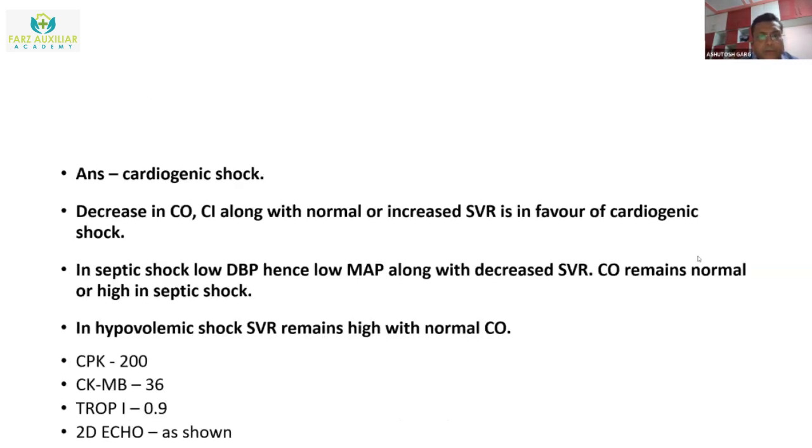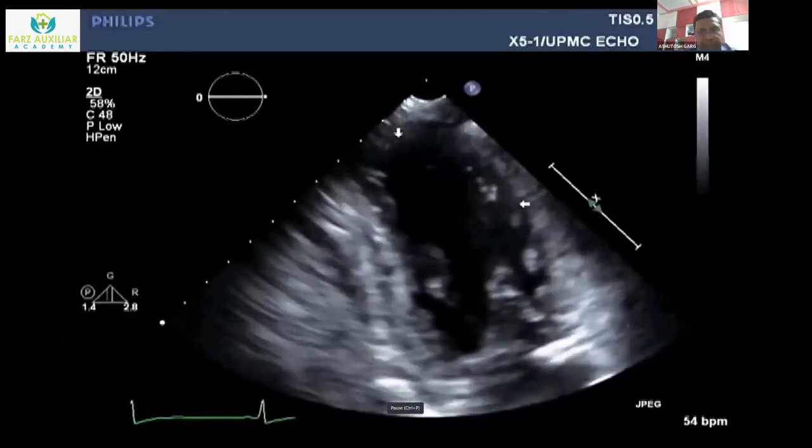So after differentiating which type of shock you are dealing with, you should go for the cardiac enzymes as well as echocardiography. Cardiac enzymes: CPK value is 200, CPK-MB is 36, troponin is 0.9, and 2D echo as shown. So what is this?